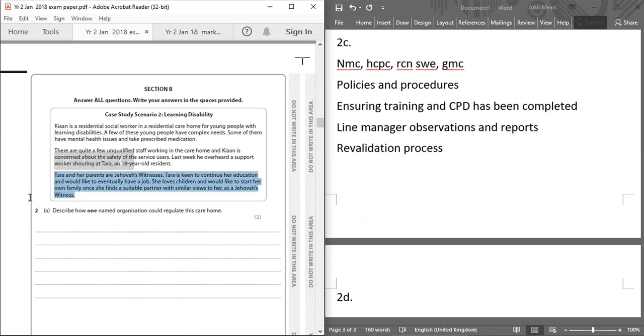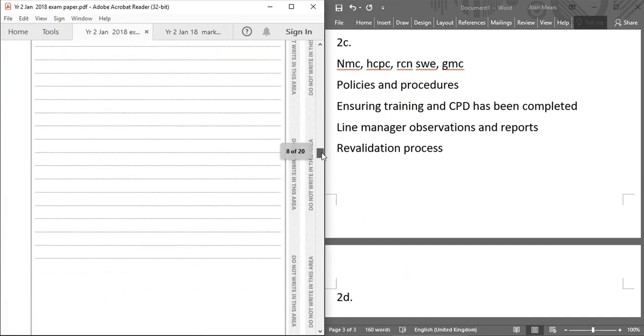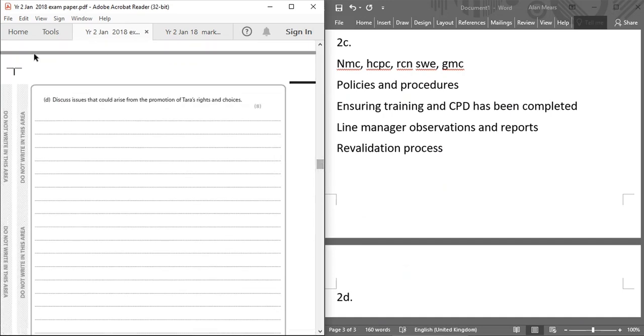So it says Tara and her parents are Jehovah's Witnesses. Tara is keen to continue her education and would like to have a job. She loves children, would like her own family, and with a suitable partner and a Jehovah's Witness she wants. So you can see she wants education, a job, children, a partner, and her religion. So that's her choice. That's what she wants to do. And that says discuss what issues could come from her choices.